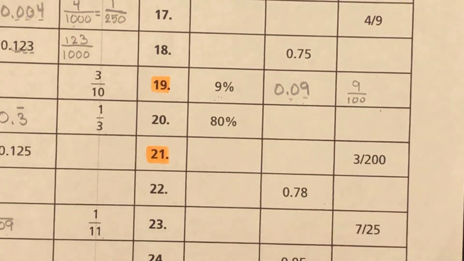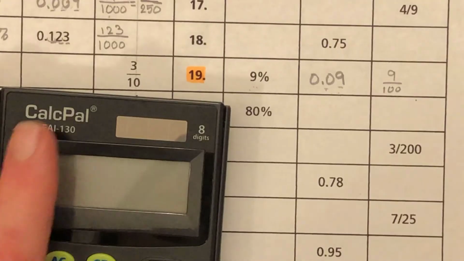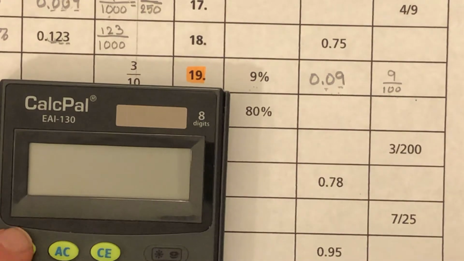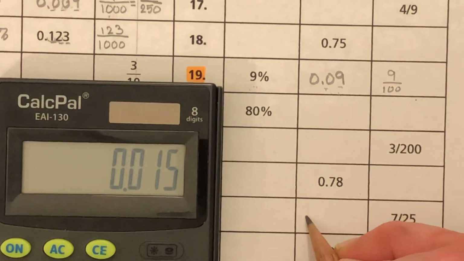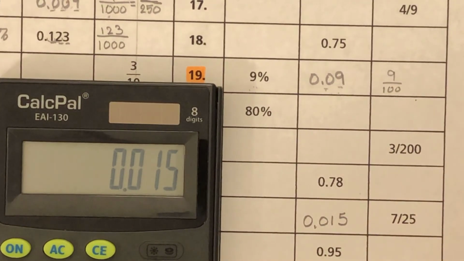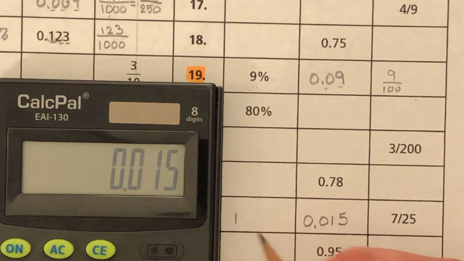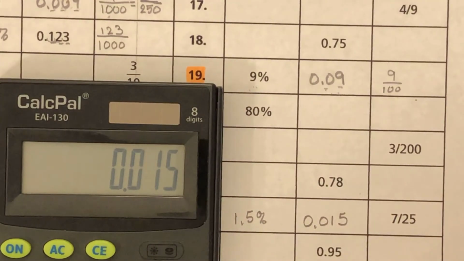21, 3 divided by 200. Get out your little calculator. It is 0.015. So when I convert this to a percent, I'll multiply it by 100, and I have 1.5%.